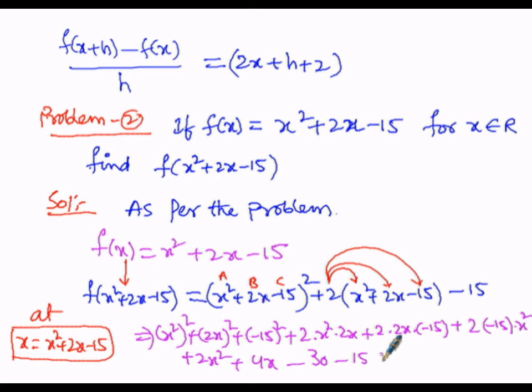Then the next logical step. Here (x^2)^2 is in the form of (a^m)^n, which is a^(m×n), so it can be written as x^(2×2), that is x^4.